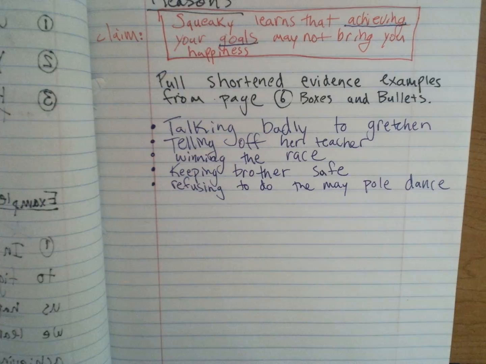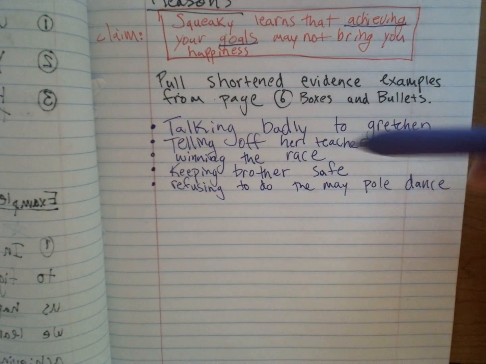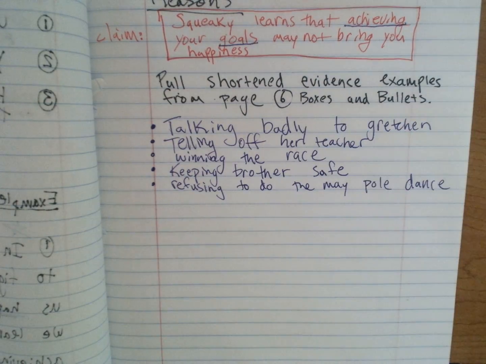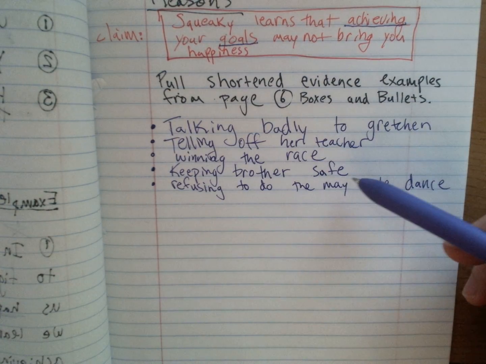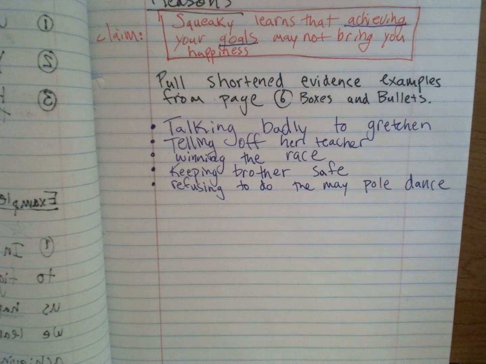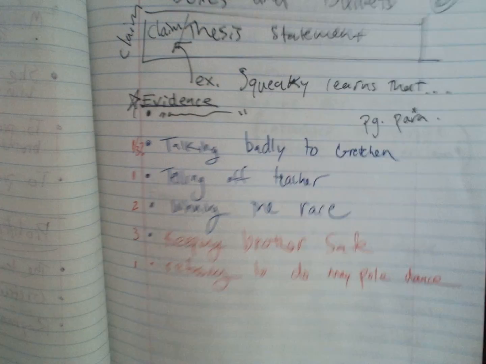She's trying to make sure that he doesn't tell her anything about how she shouldn't win the race. She doesn't want to hear it. Winning the race, obvious what she's trying to accomplish there as far as her goals go. Keeping her brother safe, that's obvious what that goal is, and refusing to do the maypole dance. And so that's having to do with that May Day.